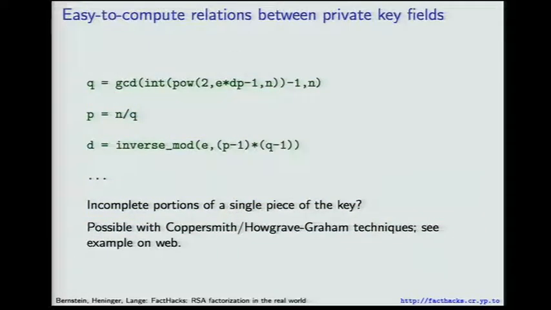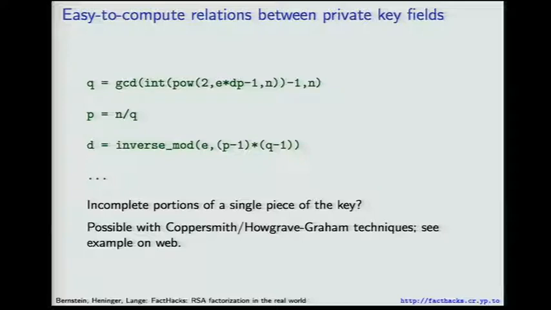All right, so what do we do with this information? Well, basically given any part of this private key, we can easily compute all of the other parts. With simple formulas, for Q, we take 2 to the E times D mod P minus 1 minus 1, and GCD that with N, and then we get Q, and then we can figure out what P was by dividing, and figure out what D is, and so on and so forth.